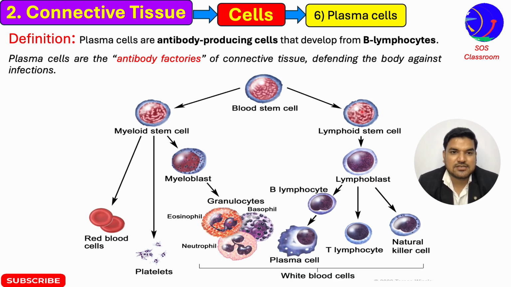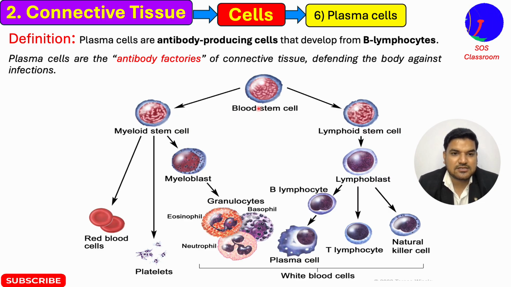Next is the plasma cells. So plasma cells are the antibody producing cells, for example, derived from B lymphocytes. And plasma cells are also called the antibody factories, because plasma cells make the antibodies.